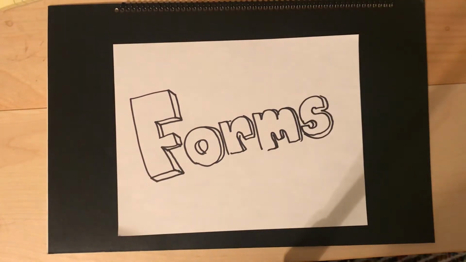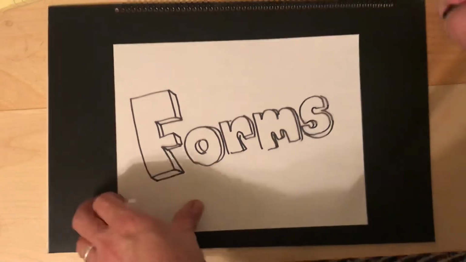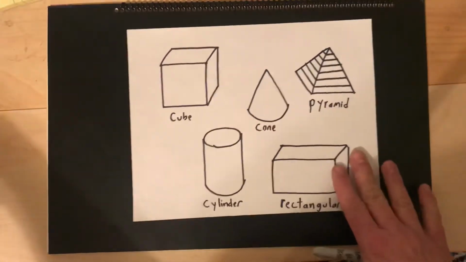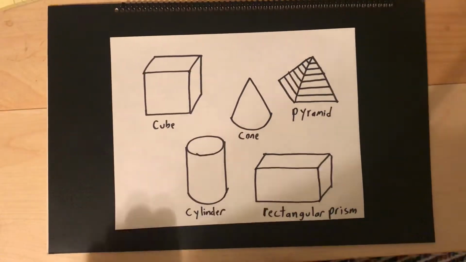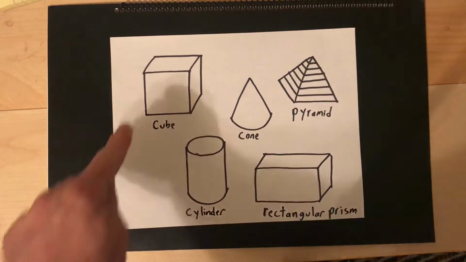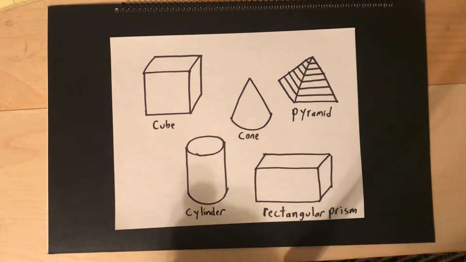Okay, hello. Today we're going to learn about forms. Now, forms are one of our elements of art, and it is basically when you draw 3D shapes. We call those forms. Okay, so here's a bunch of examples of some 3D shapes, some forms. We're going to learn how to draw a cube, a cylinder, a cone, a rectangular prism, and a pyramid.